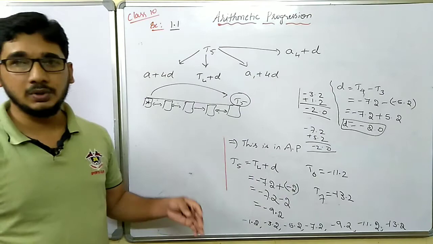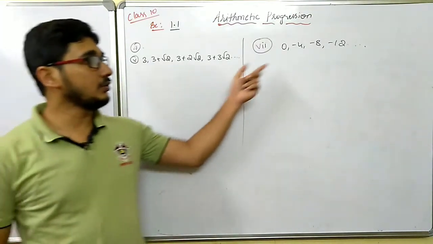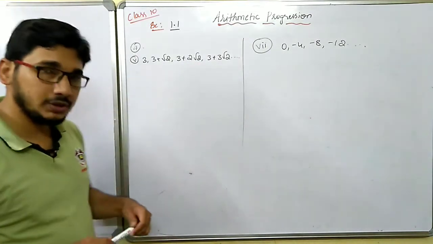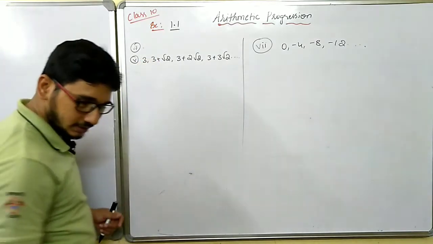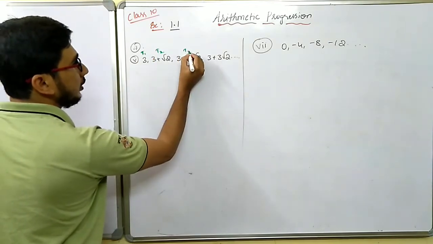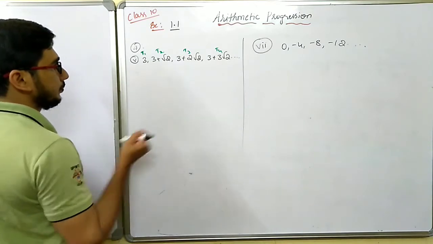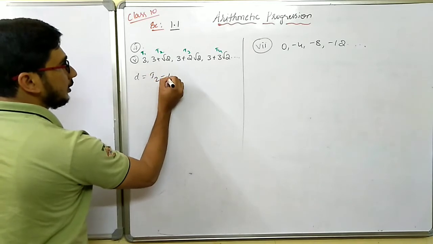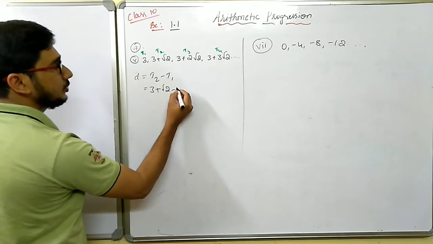Let us go for question number 5. Okay students, I have to check whether this is in AP or not. If these are in AP, we have to write the next three terms. So what we will do, we have to find the difference. We call this term 1, term 2, term 3, term 4. So how much is D? D is equal to T2 minus T1. T2 how much? 3 plus root 2, minus T1 how much? 3.